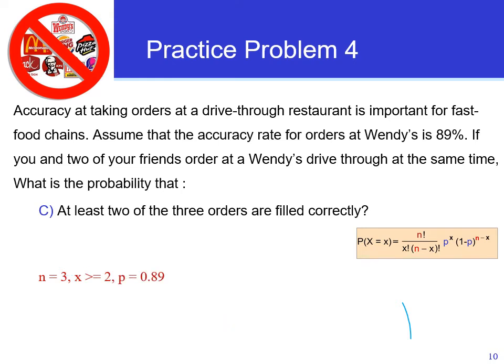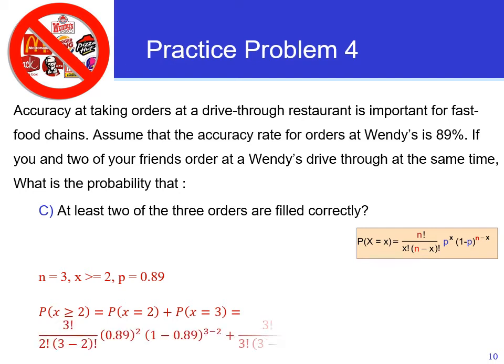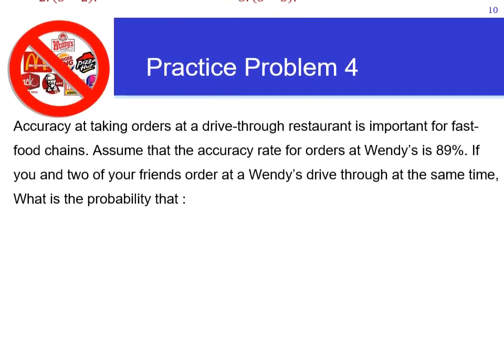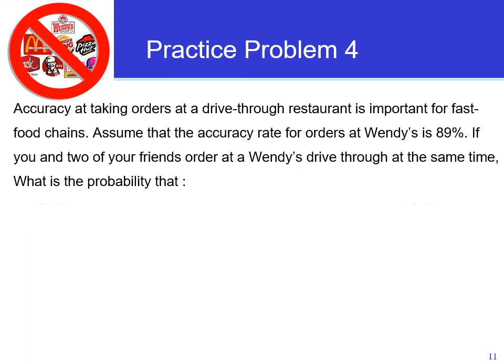So n here, the number of trials, is 3, x is greater than or equal to 2, p is 0.89. The probability of x greater than or equal to 2 is exactly 2 plus exactly 3, and we use the formula for each of these, and we get 0.9664, or approximately 97%. So the chance that at least 2 of you get your order correctly filled is about 97%. Let's go to the next part of this problem.